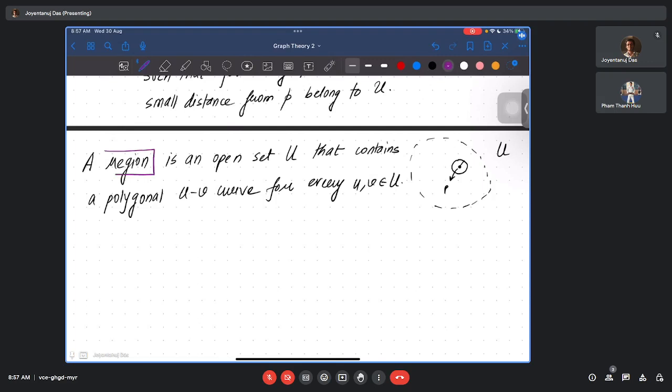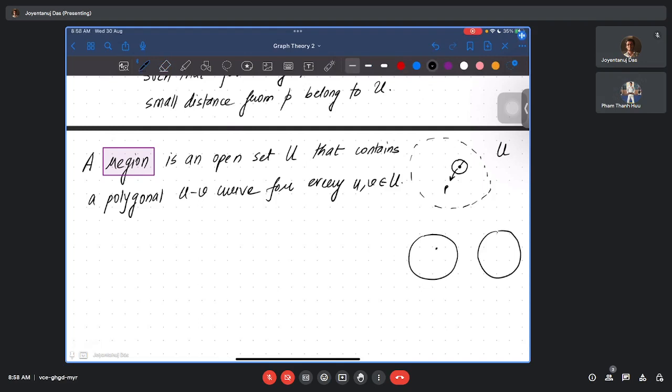So a region is an open set, so the definition of open set should work. But other than that, we have one more condition: there should be a polygonal curve between U and V for every two points U and V. So it can happen that I have an open set like this, and another open set like this, but this need not be a region, right?